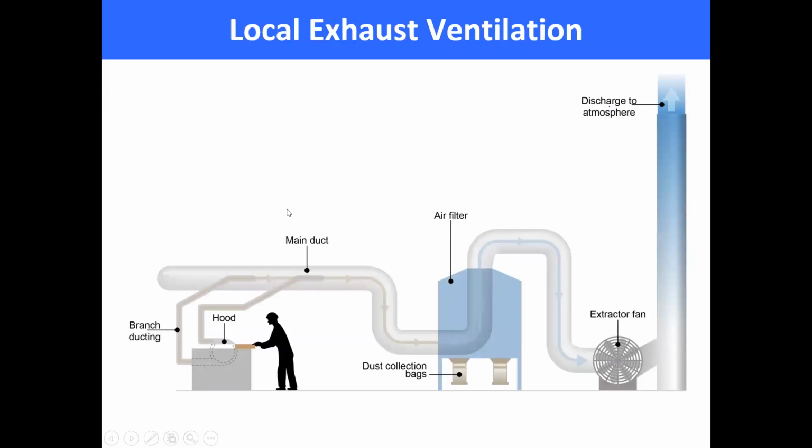So this is a typical local exhaust ventilation system. Here you can see that the guy is cutting wood on a bench saw, and he is using a hood over it. This hood is basically a safety device. This hood connects to the main duct. The main duct then goes through the filter. At the bottom of the filter, there are dust collection bags, and at the far end there is an extractor fan which extracts all these particles, the dust generated by this grinding activity, and throws it off into the atmosphere.